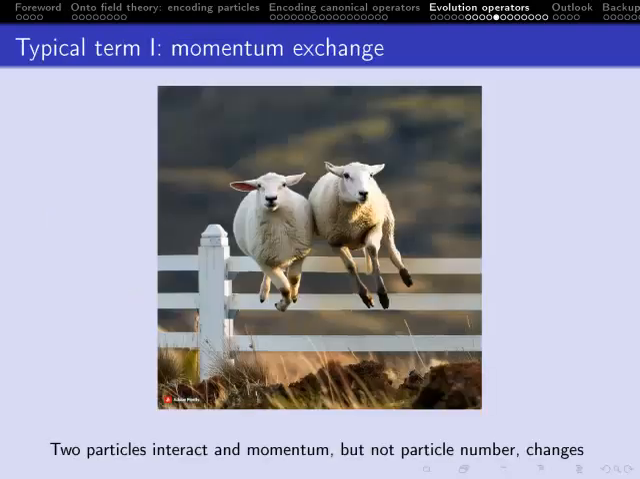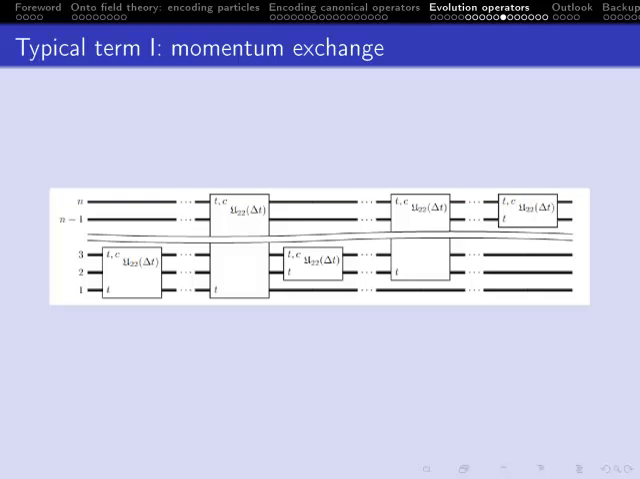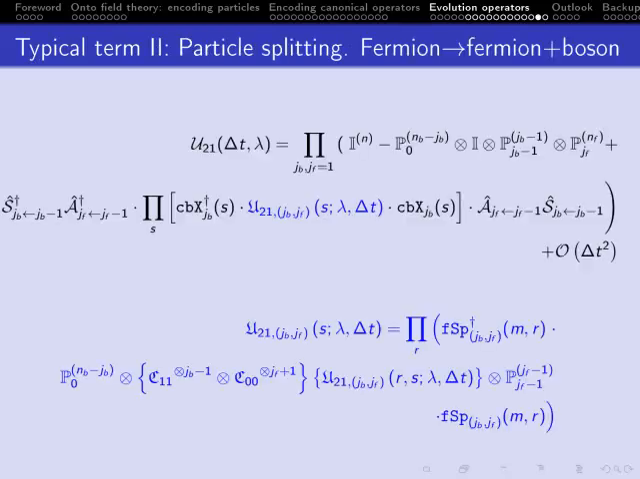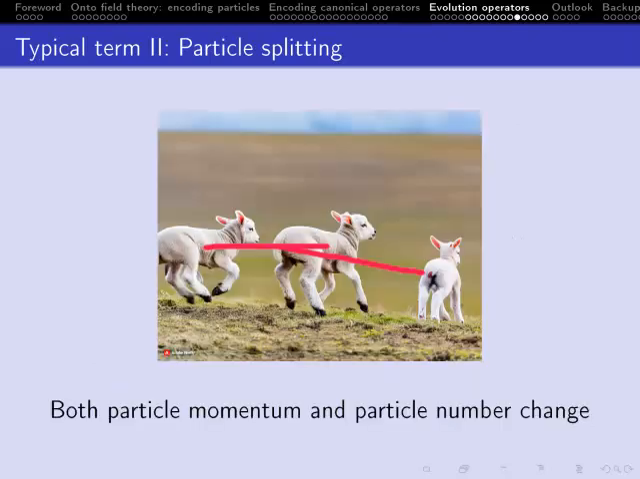Okay? Right, so you can now codify in code momentum exchanges when two particles collide, and the circuit would look something like that, in which now the unitary gates, this abstraction, well, touch two registers, and there is a formula for them in terms of the lower level bits that I described at the beginning. If you have a particle splitting in which you emit a lamp, well, both particle momentum and particle number change, and then things are a bit more complicated.